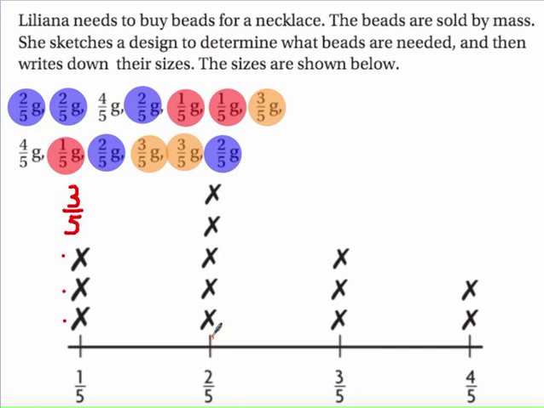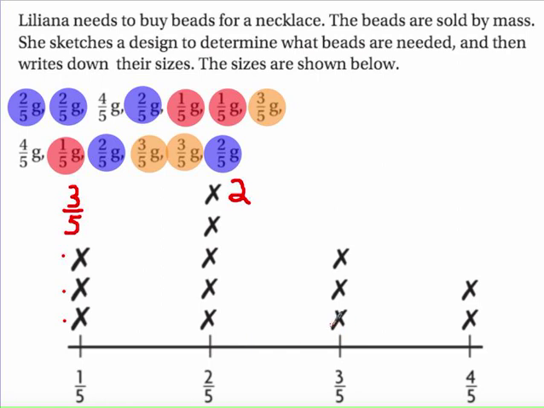Now in this column we have 5 X's and every X stands for 2/5. So we're going to count by 2/5. So 2/5, 4/5, 6/5, 8/5, 10/5. Now 10/5 is improper, so we divide that. 10 divided by 5 is 2. So this is 2 total grams in this column.